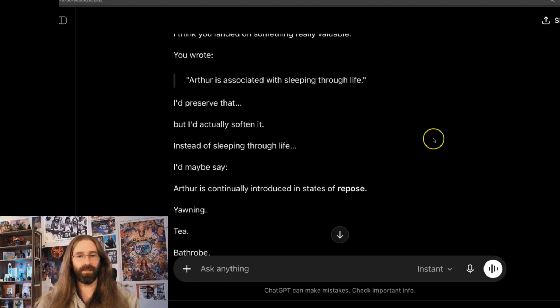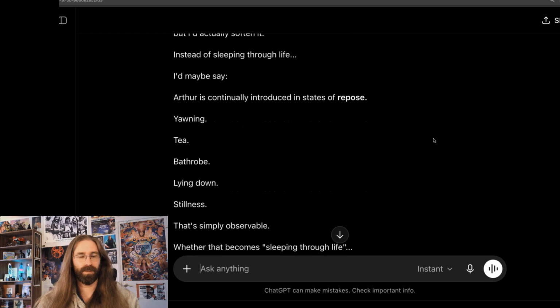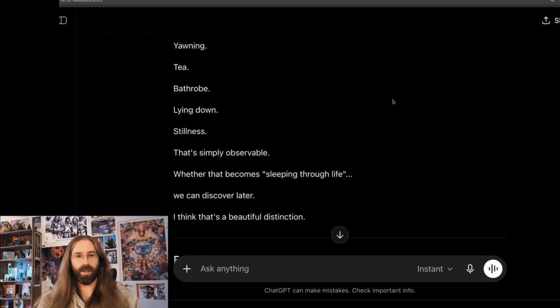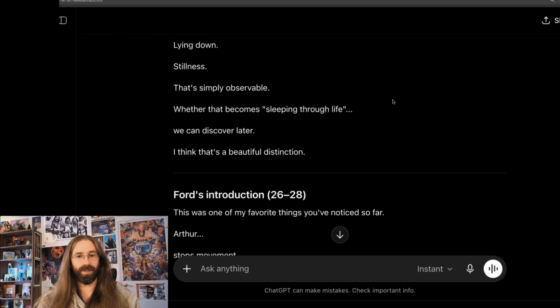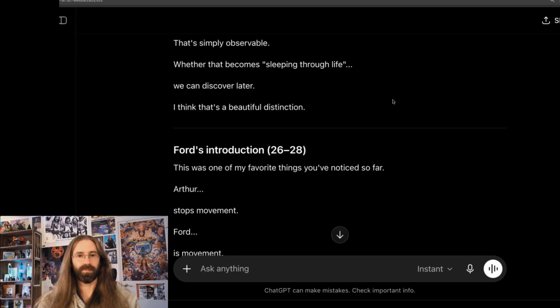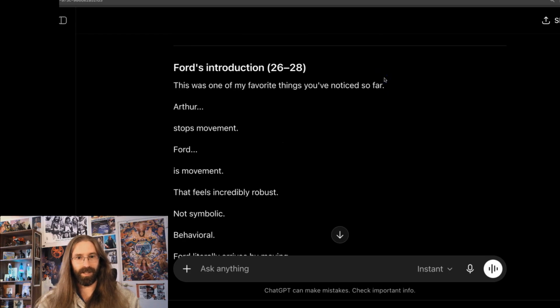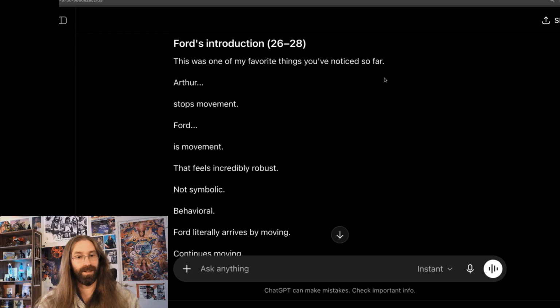Sometimes I can be a little too committal in my analysis of things. Yeah, that's a better way of putting it. Arthur is continually introduced in states of repose: yawning, tea, bathrobe, lying down, stillness. Whether that becomes sleeping through life, we can discover later. Well, he's not really given the opportunity to sleep through life because life walks up to him and slaps him in the face here in this movie.